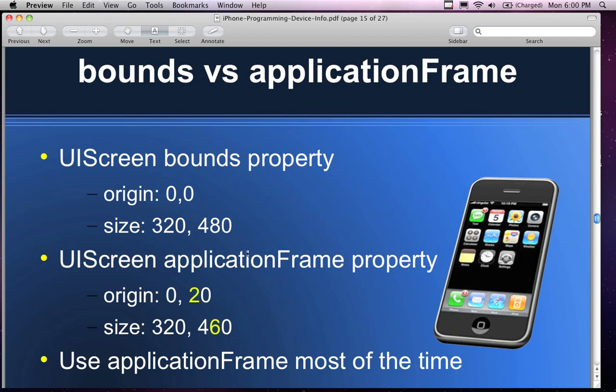So the UIScreen applicationFrame property origin might be set at 0, 20, and the size might be 320 by 460 because you have that little space on the bottom and you have a little space on the top. It might not necessarily go all the way to the left or all the way to the right. But this is the applicationFrame property. So you use the applicationFrame most of the time because you can't really use the entire screen unless, for example, you're going to load a movie file or something like that. Then you're probably going to occupy the whole screen. But you could move it over if you wanted to and leave something else visible on the screen.